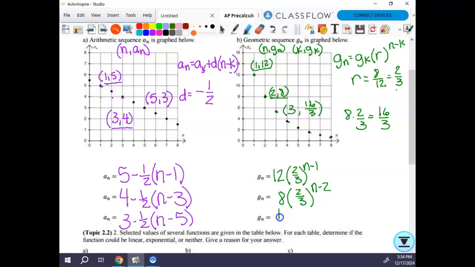So then my last one can be 16/3 times 2/3 to the n minus 3 power. And if these are multiple choice questions, once you figure out this or this, then you can use these points and substitute them into your answers to see which ones work.